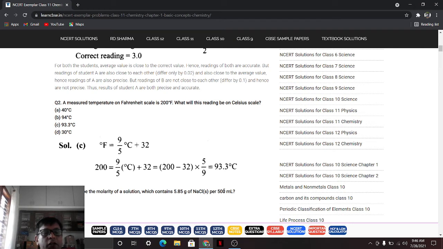Therefore, Fahrenheit is equal to 200, that is given. Therefore, 200 equals 9 by 5 degrees centigrade plus 32. Now take 32 to the left side, that is 200 minus 32, and reversing, the 9 by 5 becomes 5 by 9, cross reverse. Taking it to this side, that is equal to 93.3 degrees. That is the answer. C is the correct option for this.